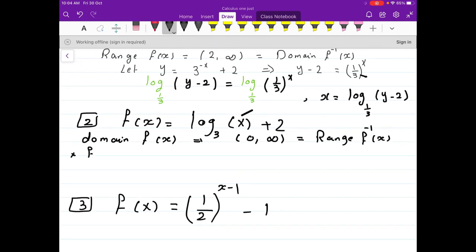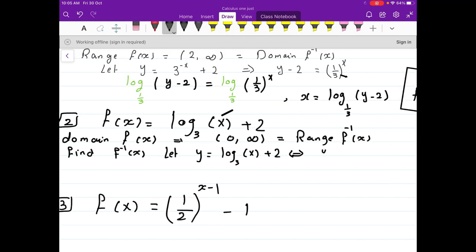Now find f inverse of x. So let y equal log plus 2. Solve for x in terms of y. y minus 2 equals log. This is equivalent to 3 to the power y minus 2 equals x. So what is f inverse of x? f inverse of x equals 3 to the power x minus 2.